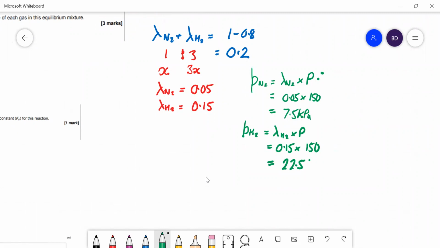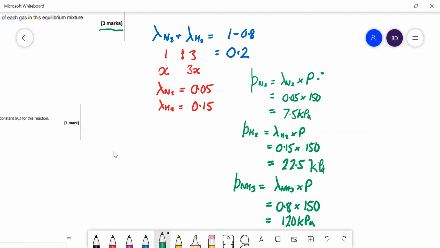So, and then finally for the ammonia, the mole fraction of the partial pressure of ammonia is equal to the mole fraction of ammonia multiplied by the total pressure, that is 0.8 multiplied by 150, which is equal to 120 kilopascals. So that's our answers there for 3 marks. In 3 marks it said calculate the mole fraction of each gas. That for the nitrogen, that for the hydrogen, and that for the ammonia.